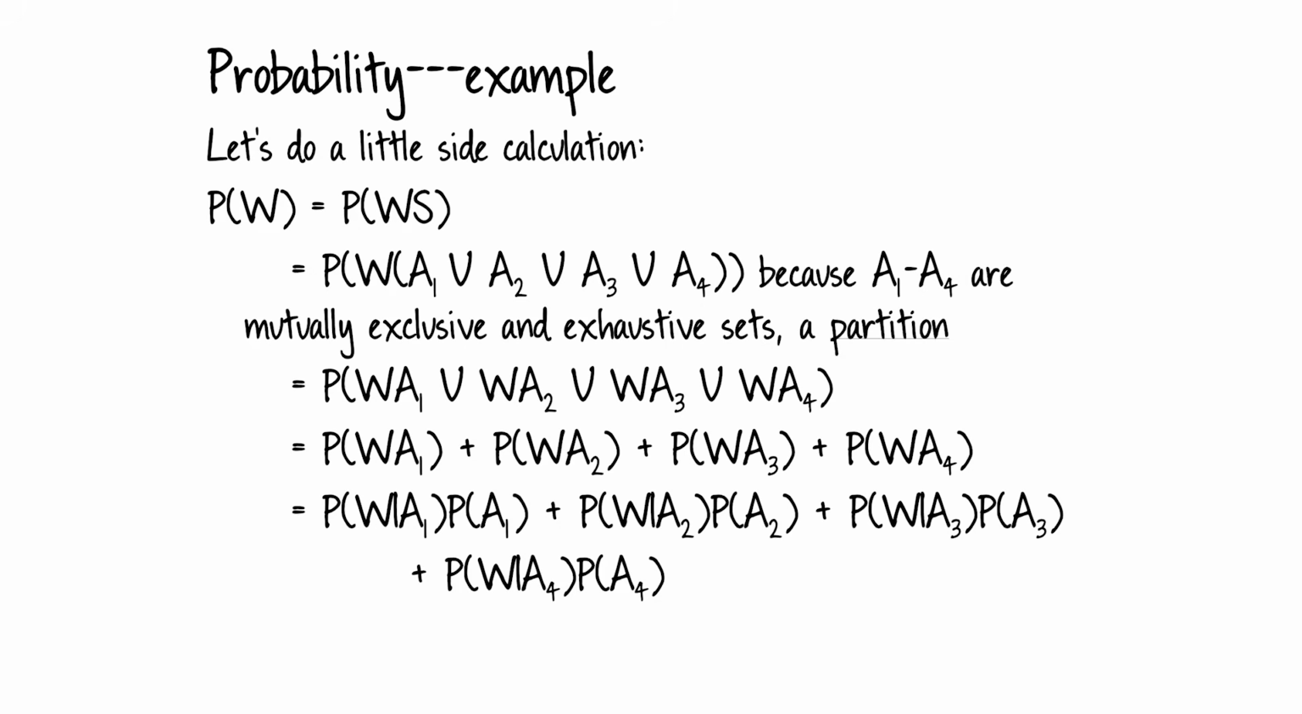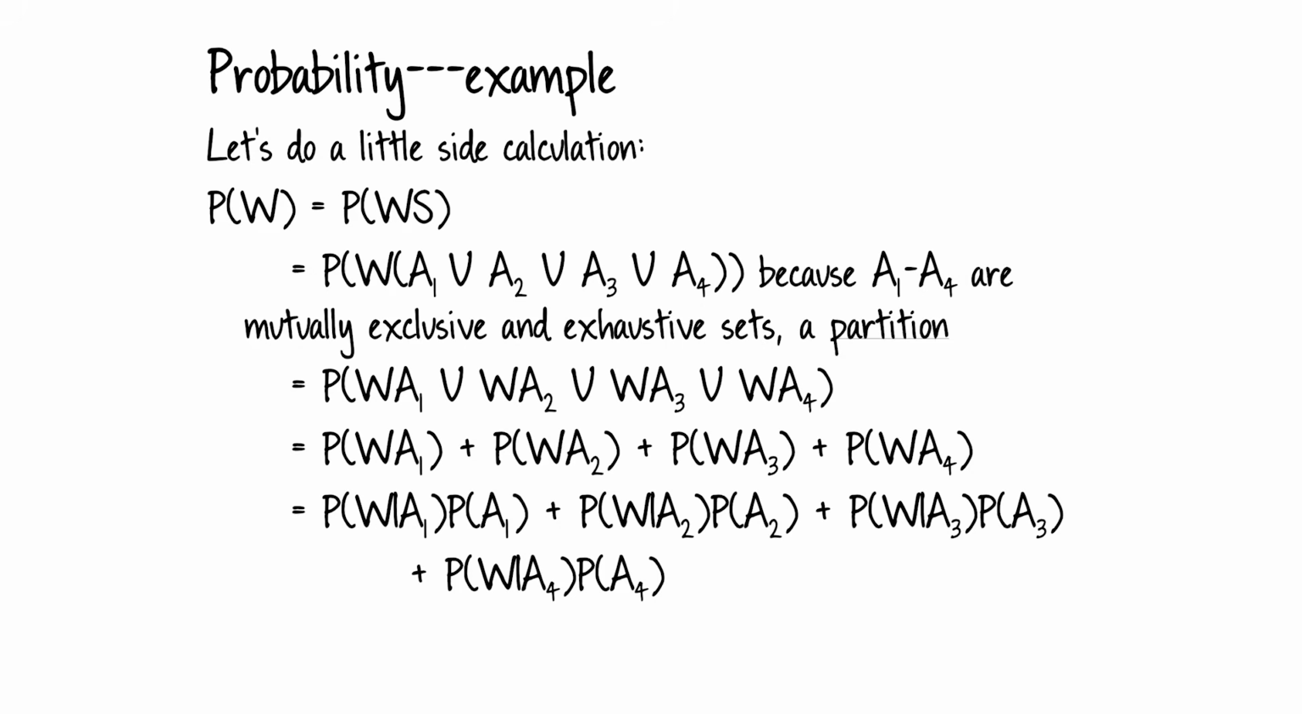So then I write this as the probability of W intersected with A1 union A2, and so forth. Then I can distribute the W out and write it as the probability of W intersected with A1 union W intersected with A2, and so forth. And since the A's are mutually exclusive, the intersection of the A's with anything is also going to be a mutually exclusive set. So I can write this as the sum of the probabilities.